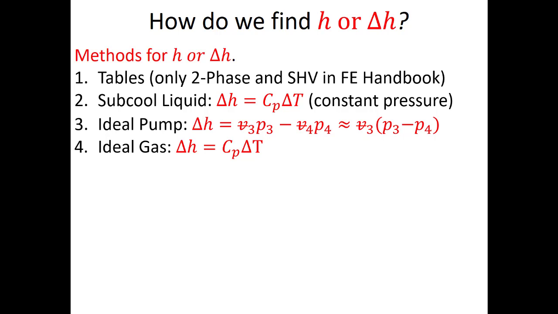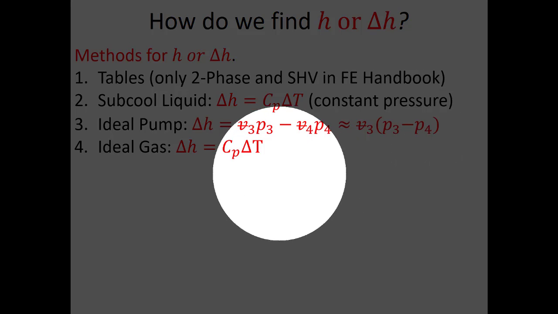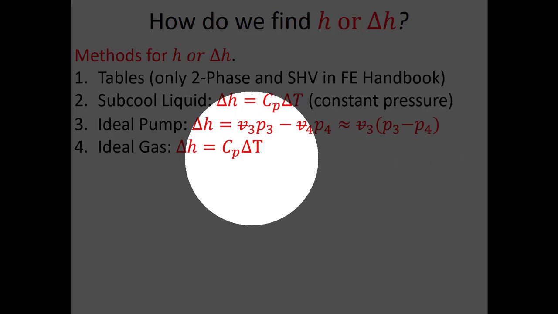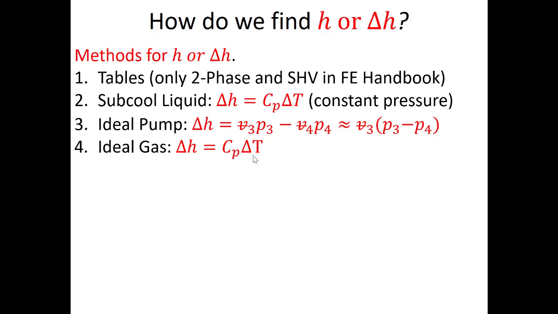If we're talking about an ideal gas, then for ideal gases, you can also make the assumption that delta H is Cp delta T, provided that you also tell me that you're assuming that the ideal gas has a constant specific heat. Now, in reality, specific heat changes as delta T increases. So this is a better equation when delta T is small, and the accuracy of this equation goes down as delta T gets bigger.